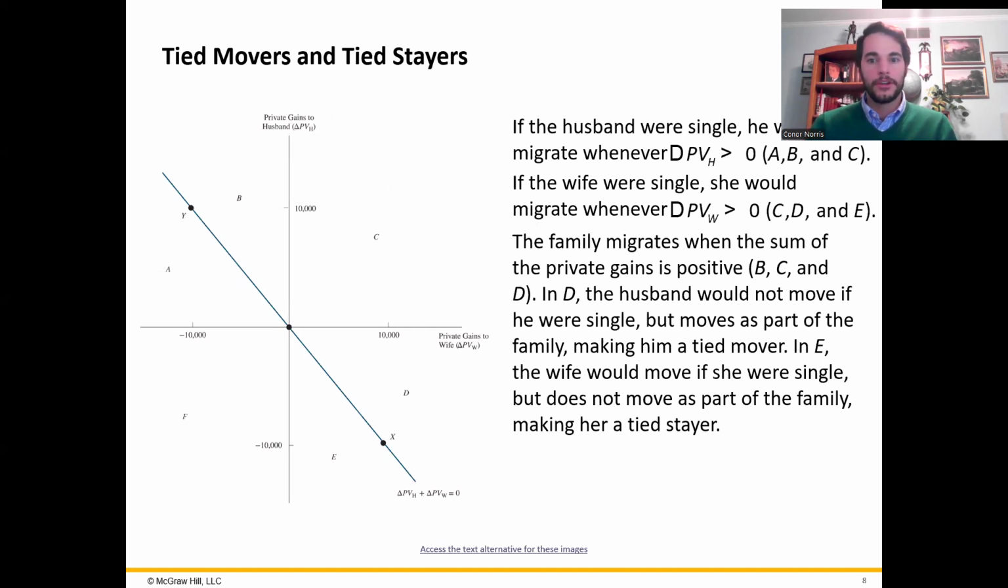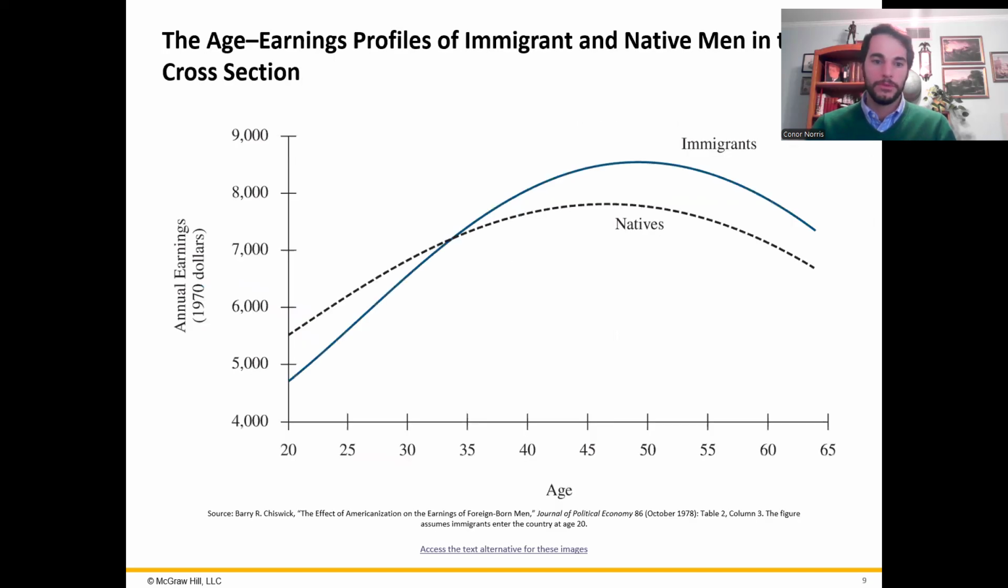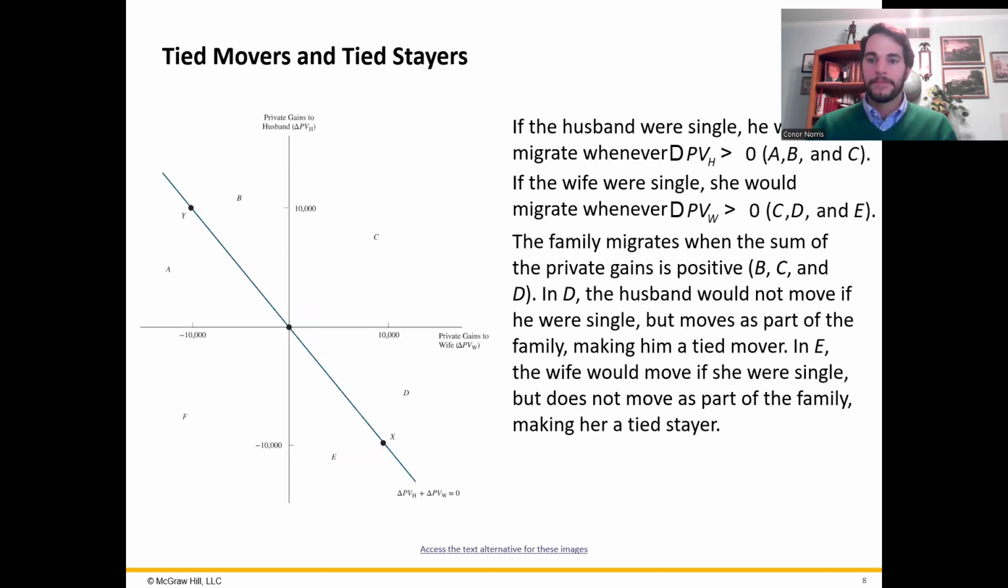Now, your textbook includes some equations to show the relationship between a husband's and a wife's net present value from moving or staying put. They're considering this whole family dynamic. So to save you some trouble, I'm going to skip ahead. Instead of focusing on the math, we'll just show this visually. It's what we already talked about, but it's a good idea to see how this works out.